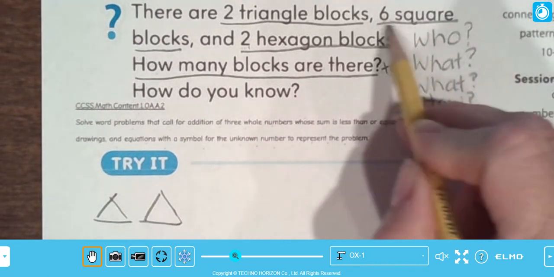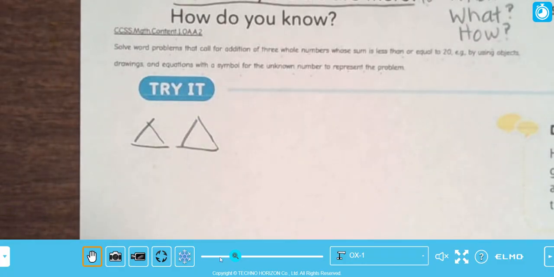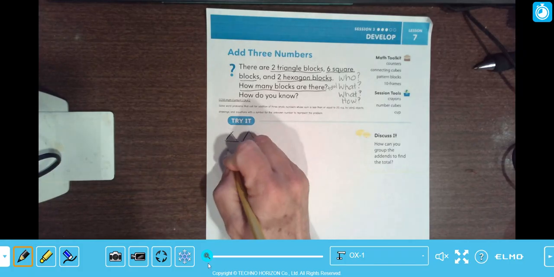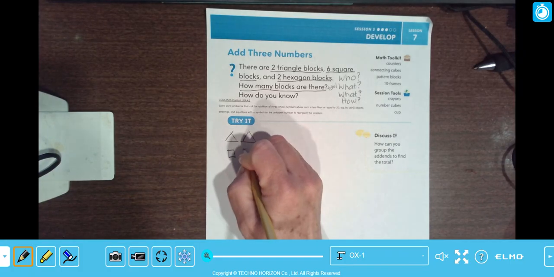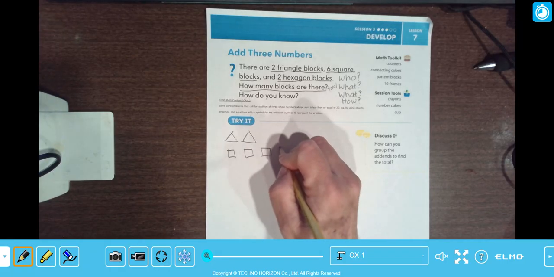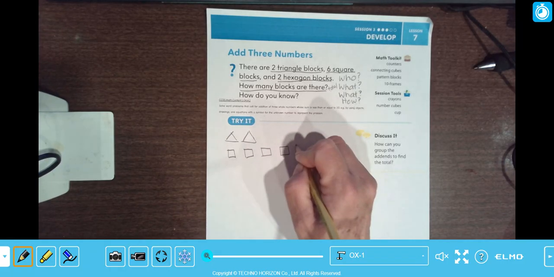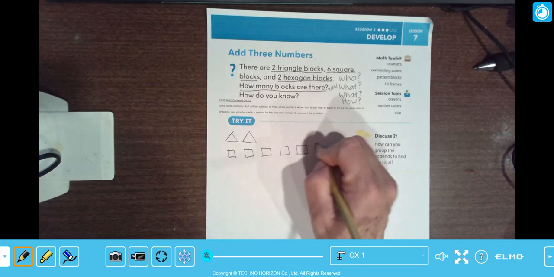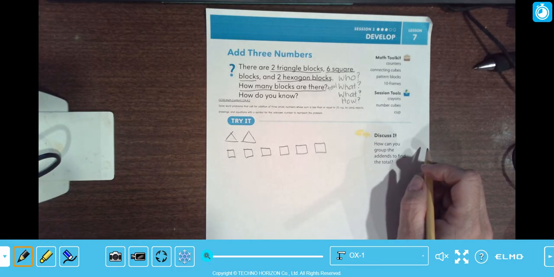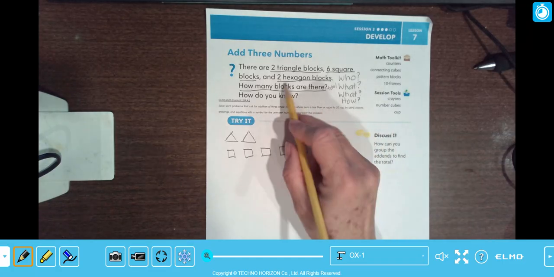Okay. Next is 6 square blocks. So let's draw that. I'm going to make this bigger so you can see it. Okay, 6 square blocks. 1, 2, 3, 4, 5, 6. And the last thing is hexagon blocks.